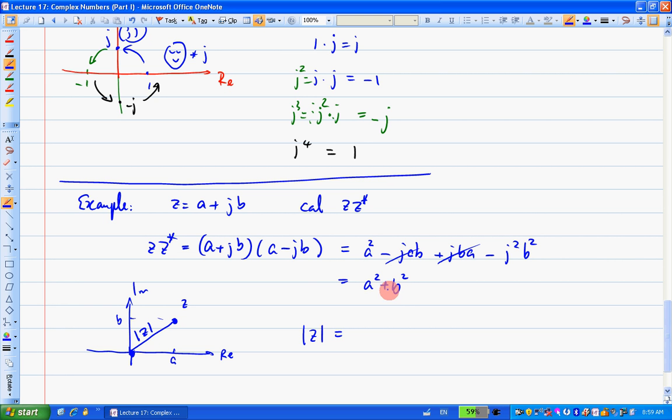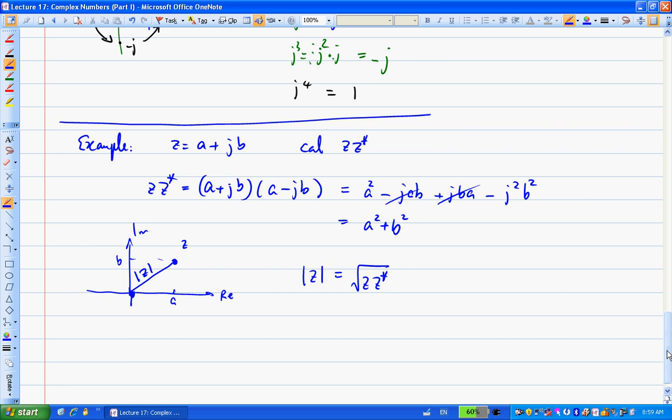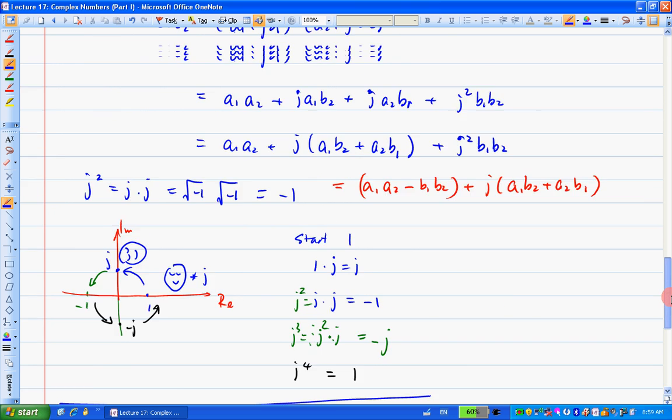So now you can see the calculation shows us that z multiplied by its conjugate gives us the square of this distance. That means the absolute value of z is basically the square root of z times z star, z multiplied by the conjugate. Okay, good. That's multiplication of numbers.